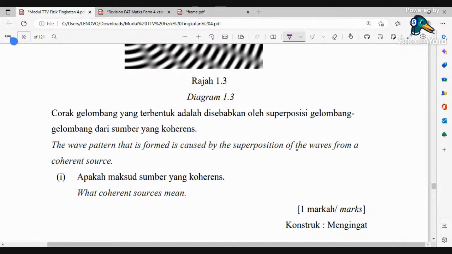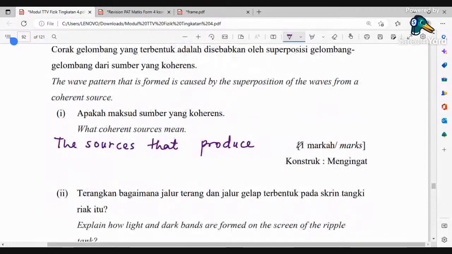What do coherent sources mean? The sources produce waves at the same frequency and constant phase difference. Okay.